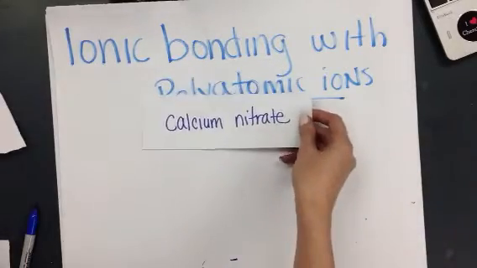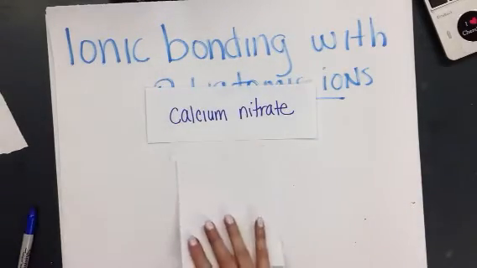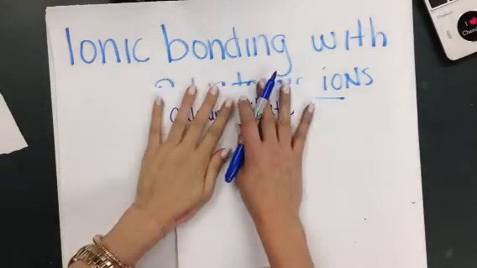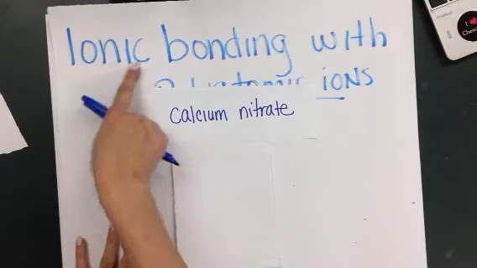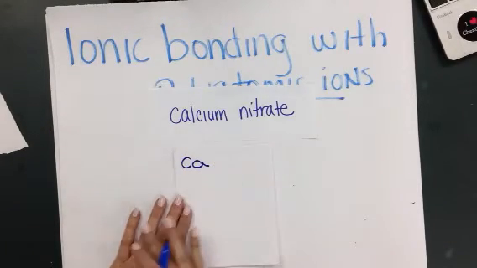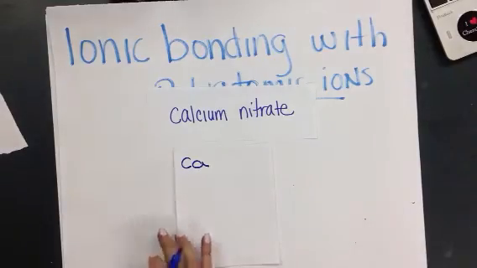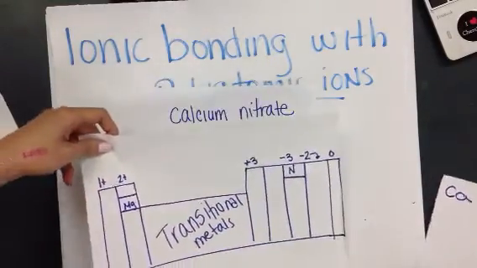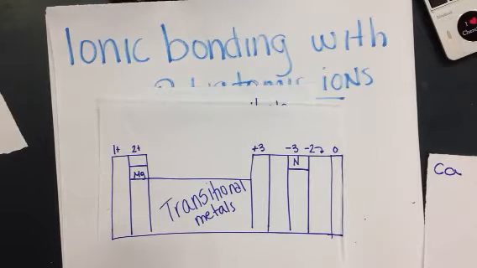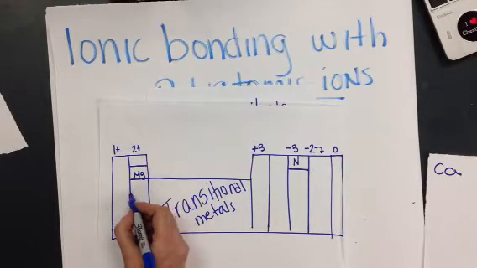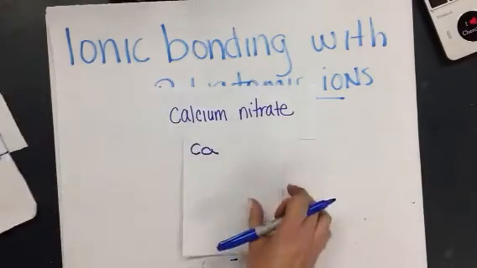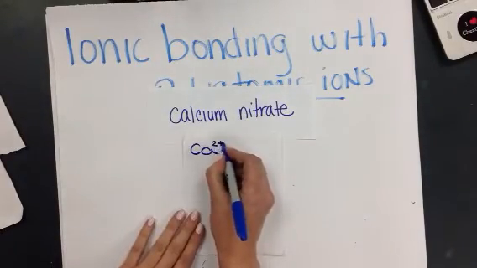Okay, so how am I going to write a formula for this? Well, same rules apply, and that is first turn these into ions. Anytime we have ionic bonding, you want to turn things into ions. So I have calcium. So I look on my periodic table, and I find calcium. And if you remember, calcium is in my 2+ column, right underneath magnesium. So calcium has a charge of 2+. Good, some old things we know.